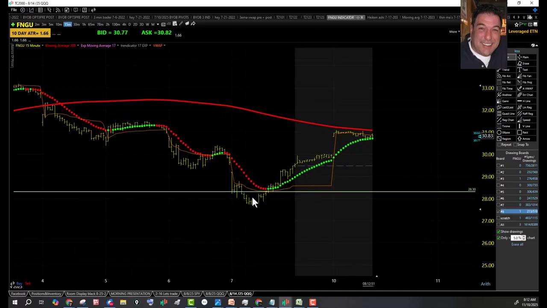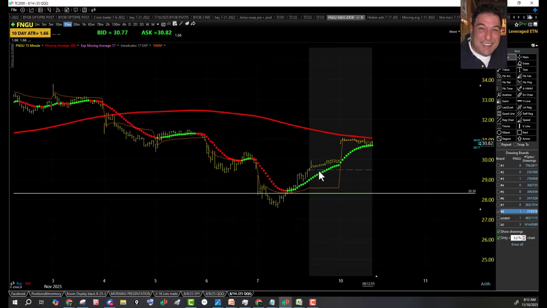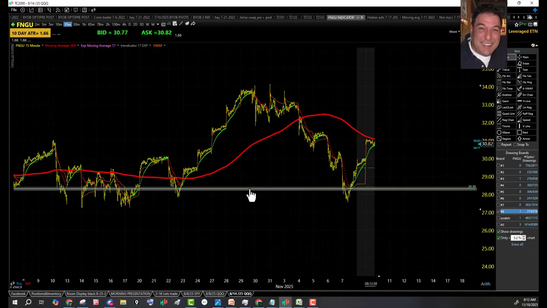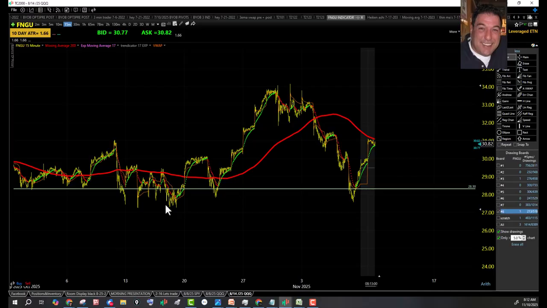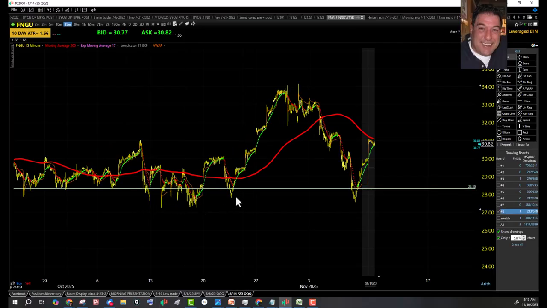FNGU, price action, bearish gap down, bulls filled the gap. Again, it was just barely hanging on, okay? This is major support, this quadruple bottom down here. So we'll see what happens. Price staging a rally off of the support area, okay?